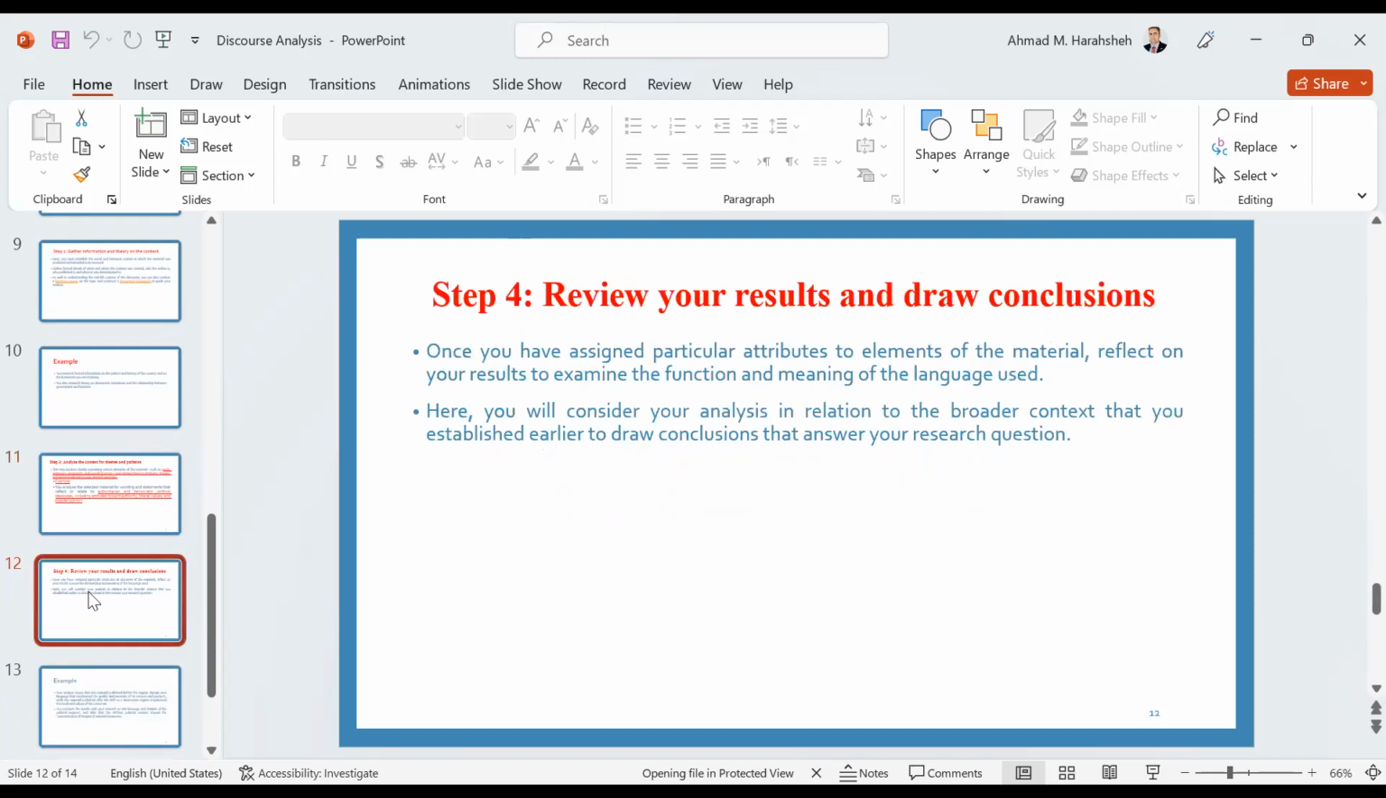Review your results and draw conclusions. Once you have assigned particular attributes to elements of the material, reflect on your results to examine the function and meaning of the language used.